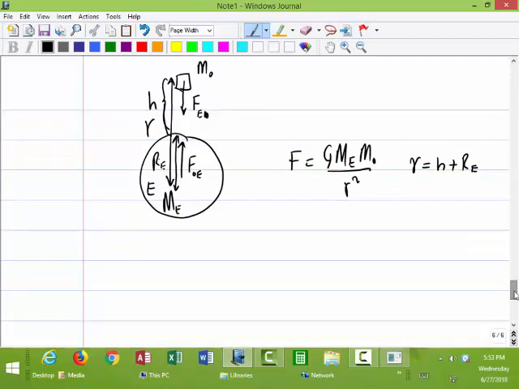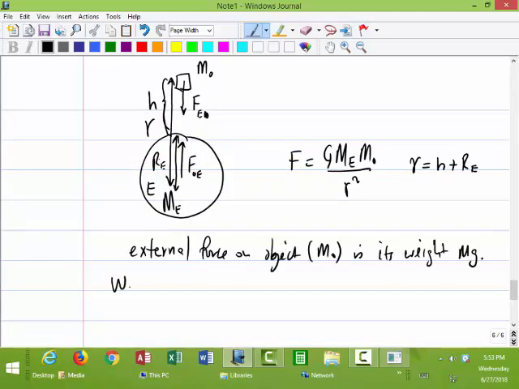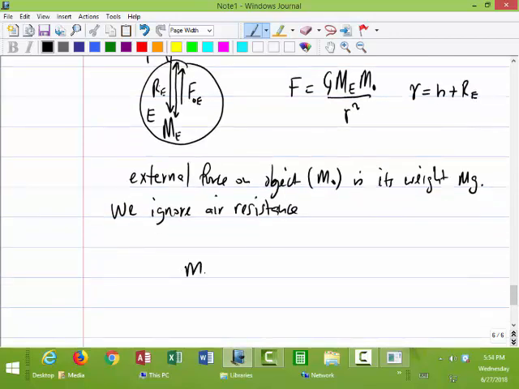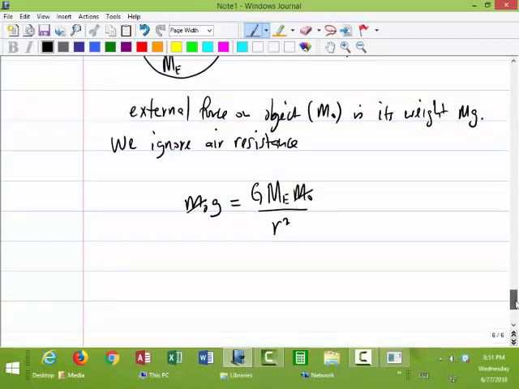In this exercise, since the object is falling close to the Earth, the only external force on the object is the weight of the object. We are ignoring air resistance. So the weight of this object, mg, is equal to the gravitational force on it, which is equal to G, mass of Earth, mass of object, over r squared. You can cancel the mass of the object, and we're left with the acceleration of gravity, g, equals the gravitational constant times the mass of the Earth, divided by r squared.